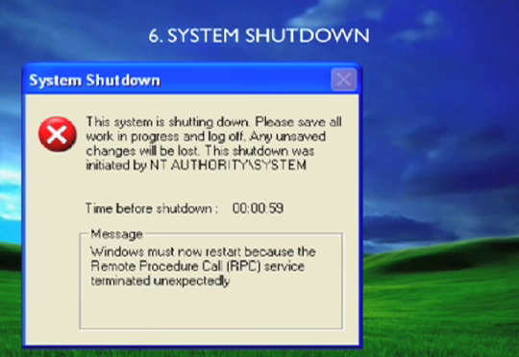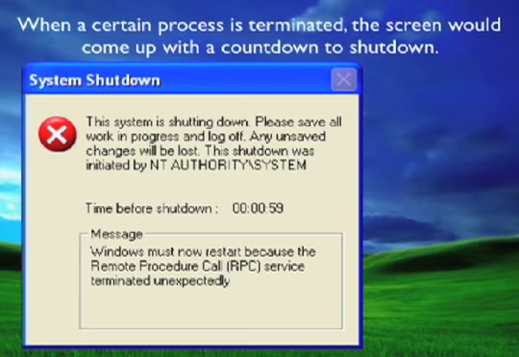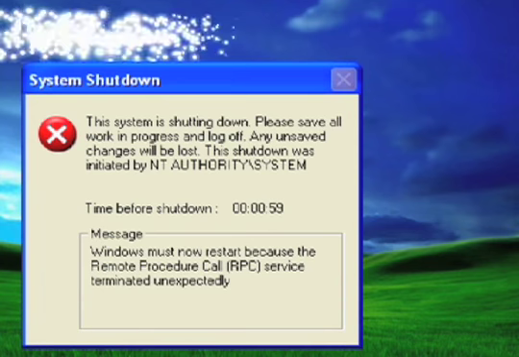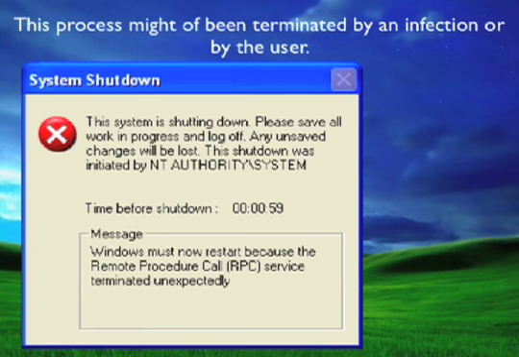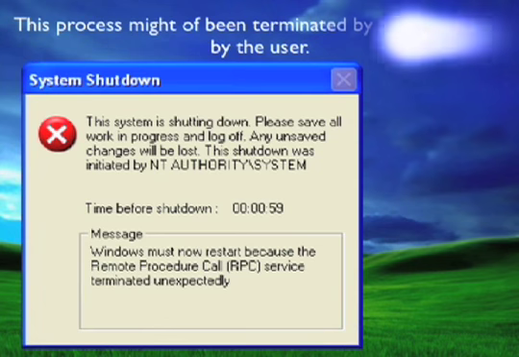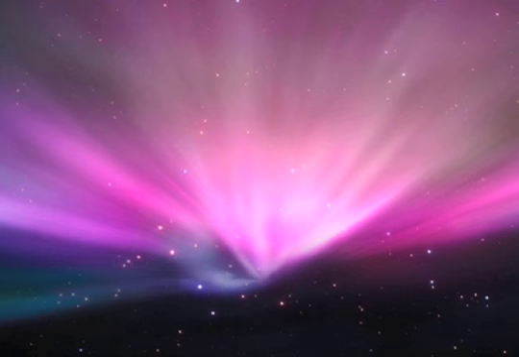Alright, a system shutdown. This, of course, is in Windows as well, because Windows has numerous problems. This can be caused by numerous things. One main example is when a certain process is terminated, the screen would come up with a countdown to a shutdown, normally giving you like 59 seconds or a minute to save your data and shut down. The process might have been terminated by an infection in the computer or the system, or by the user. And that's what would cause that.